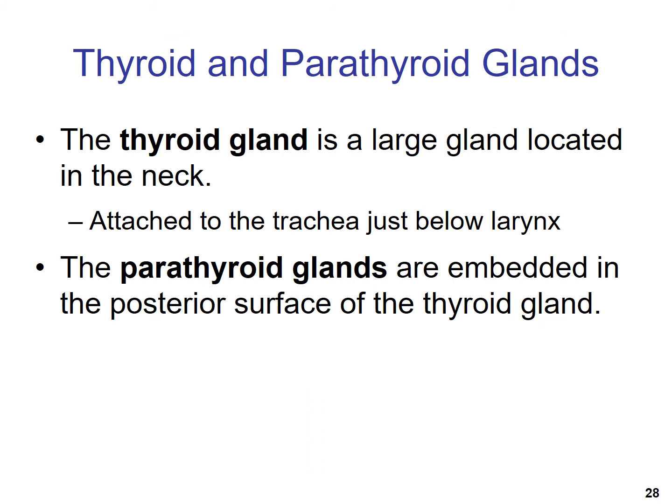Now we're going to take a little bit of a closer look at the thyroid and the parathyroid glands. So the thyroid gland is a large gland that's located in the neck, and it's at the trachea just below the larynx. And if somebody's choking and has to have an emergency tracheotomy, then that actually risks damage to the thyroid gland, and it's something that you definitely shouldn't do unless it's to save somebody's life. The parathyroid glands are embedded in the back surface, the posterior surface of the thyroid gland. We've seen that already in this PowerPoint.